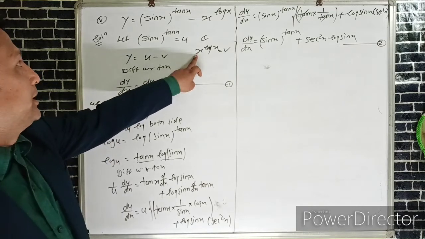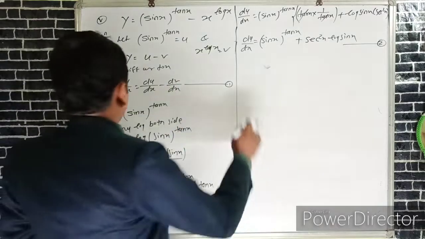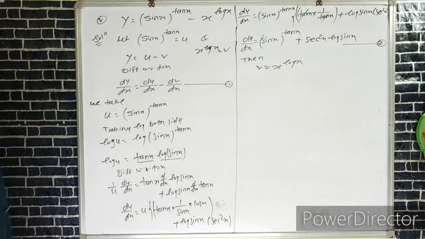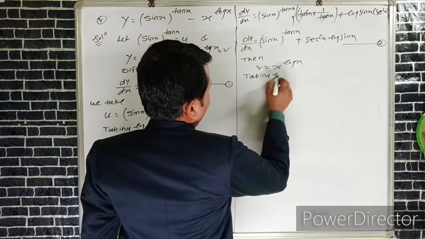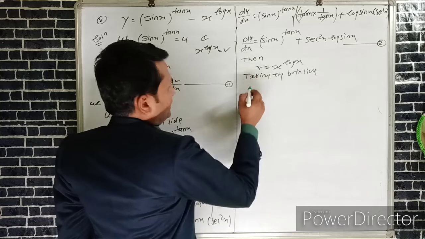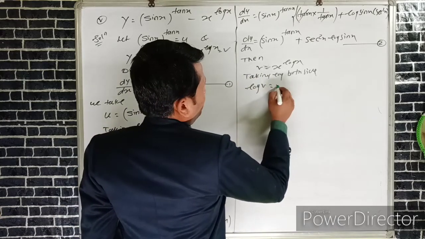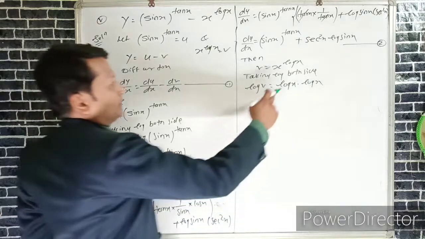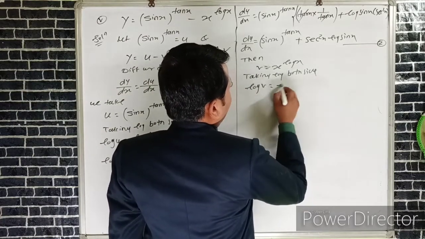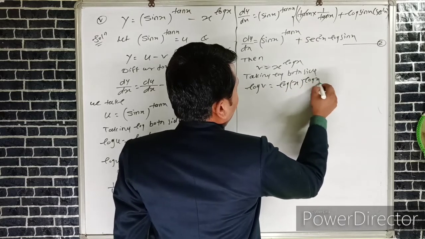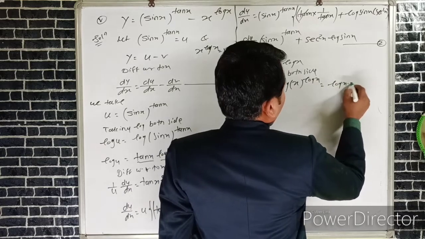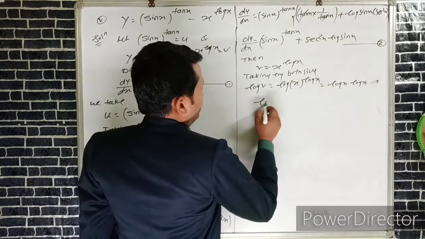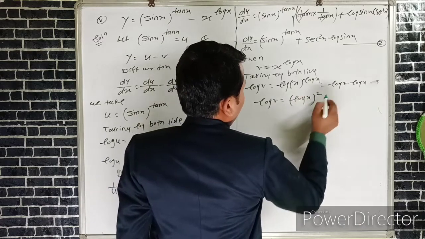Now we have to find the derivative of v, and function v is x raised to the power log x. If we take log on both sides, then we can write log v is equal to log x into log of x. It means we can write log of x raised to the power log x is equal to log of x into log of x, which is equal to (log of x) whole square. It means that log of v is equal to (log of x) whole square.